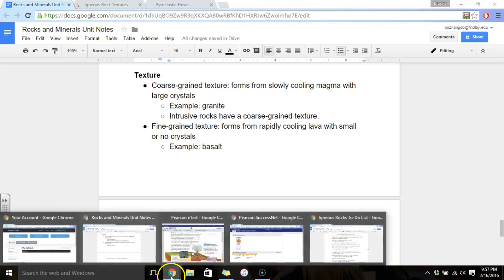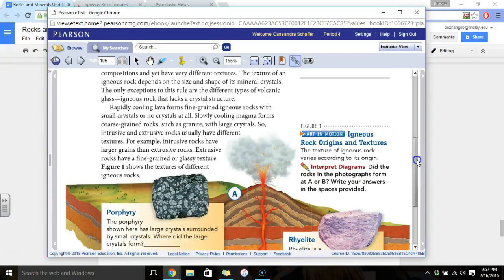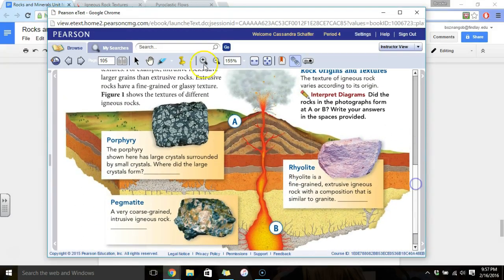But I want to draw your attention to this picture down here. It's got a picture of a volcano, and it's got 3 different rocks. So I'm going to start over here. Rhyolite. Rhyolite is a fine-grained extrusive igneous rock with a composition that is similar to granite. And what it's asking you is to determine if this rock forms from A or B.